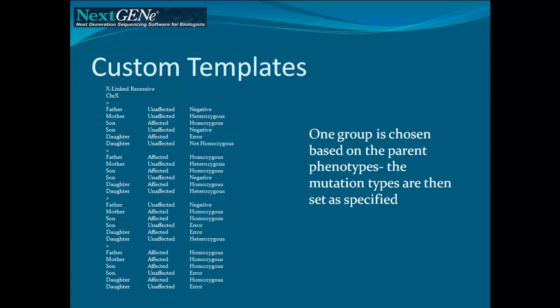Custom templates can also be created. In each template, there is information to convert family and phenotype information to the correct mutation types. For example, in an X-linked recessive comparison, we see that both parents are unaffected. This means that affected sons must be homozygous and affected daughters should not exist.